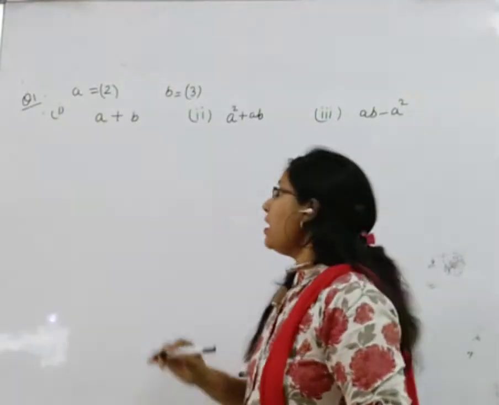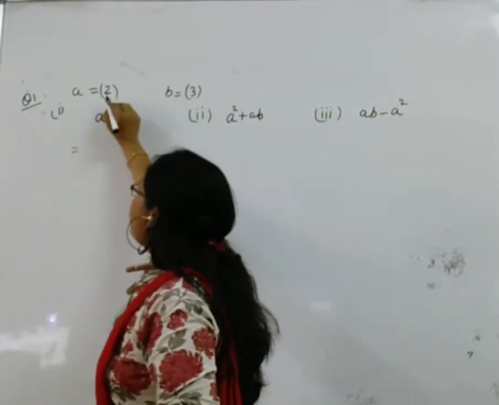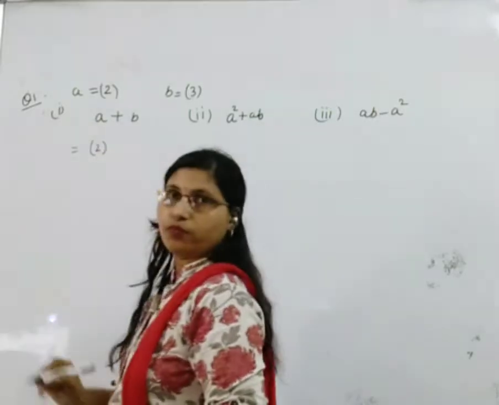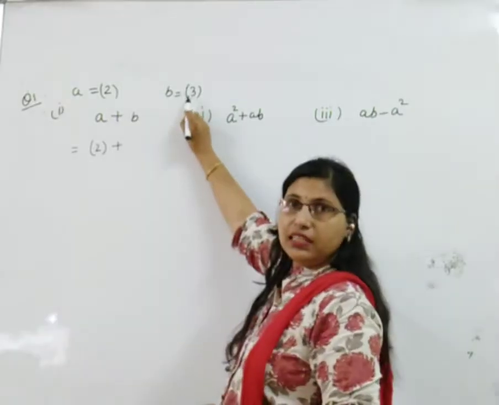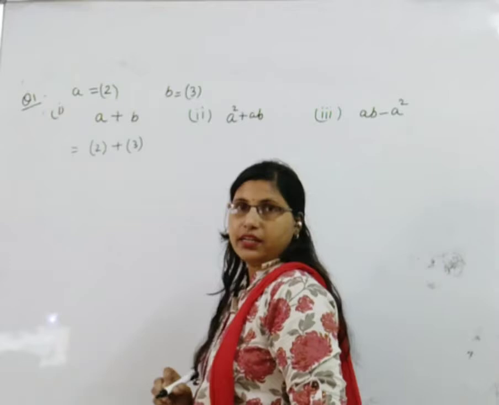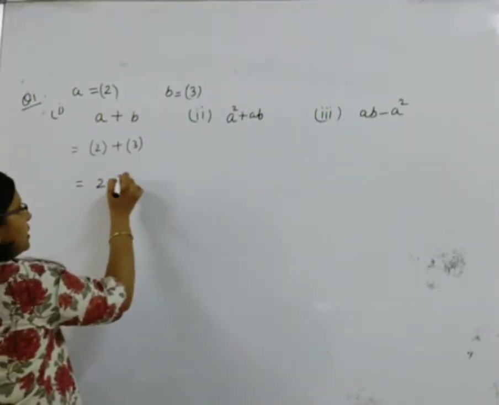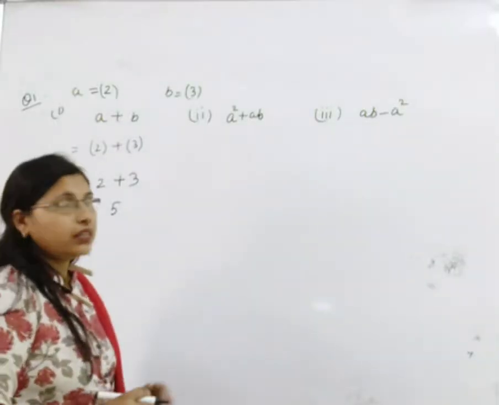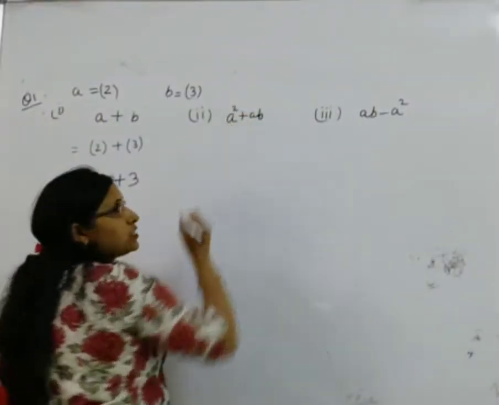Clear? After that, we will place the values. a equals 2, so we will write bracket 2 plus b, the value of b is 3, so we write bracket 3. And now we will open the brackets. So here we will get 2 plus 3 equals 5. Clear?